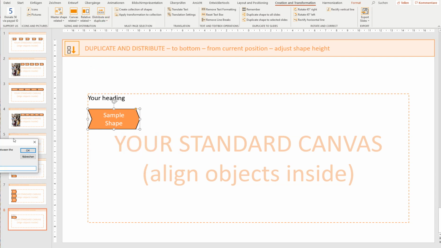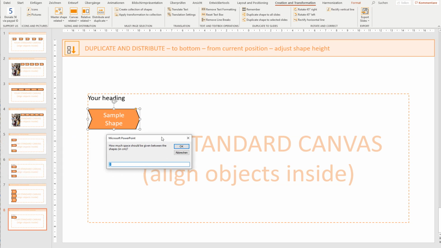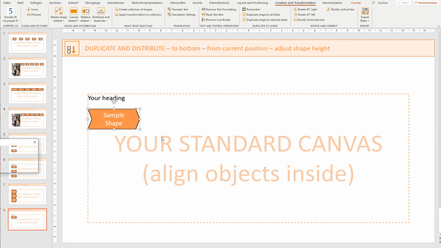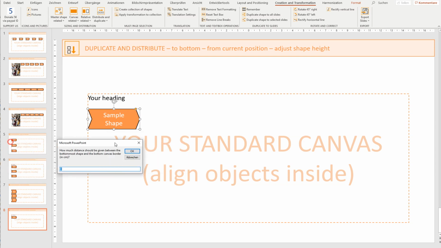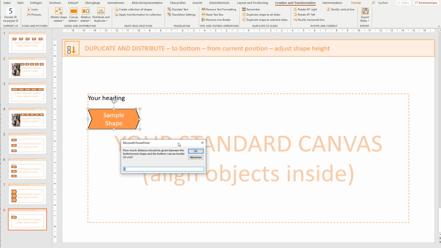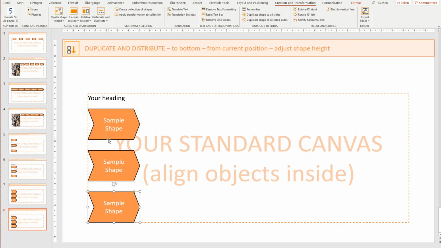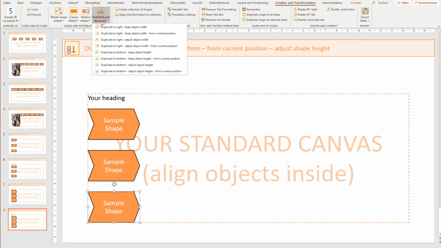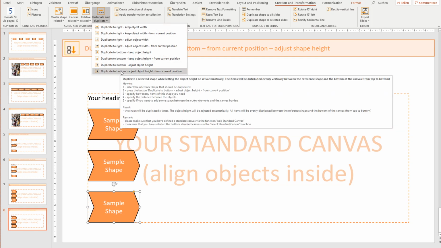We want 3 shapes again. How much space in between? Let's say 1 centimeter. And how much distance from the bottom? Let's say 0. And as you can see here, there's some more space in between, but apart from that, they are distributed evenly. So those are 8 functionalities you can use to generate copies of your object and automatically distribute them across your canvas.